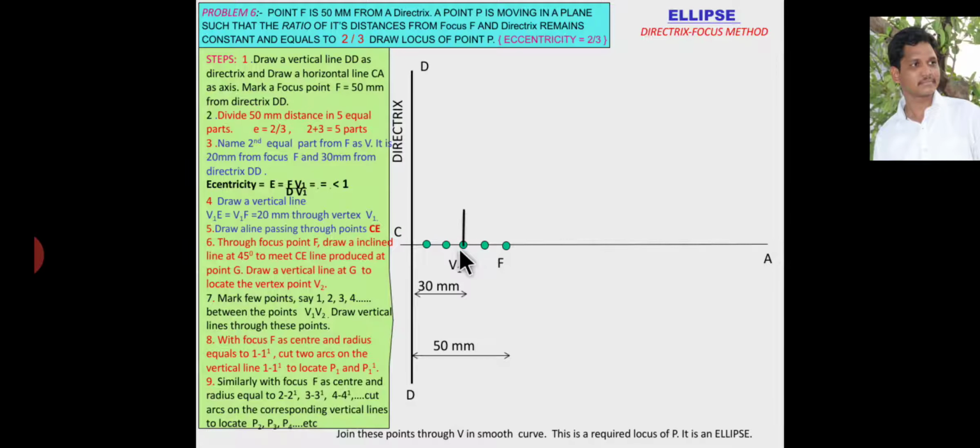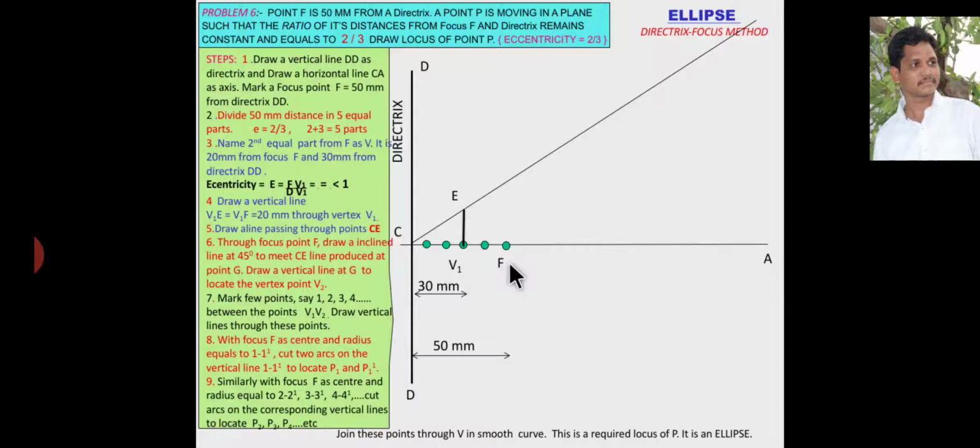Now draw a vertical line V1E. The length of V1E equals V1F. Now draw a line passing through points C and E, like this.